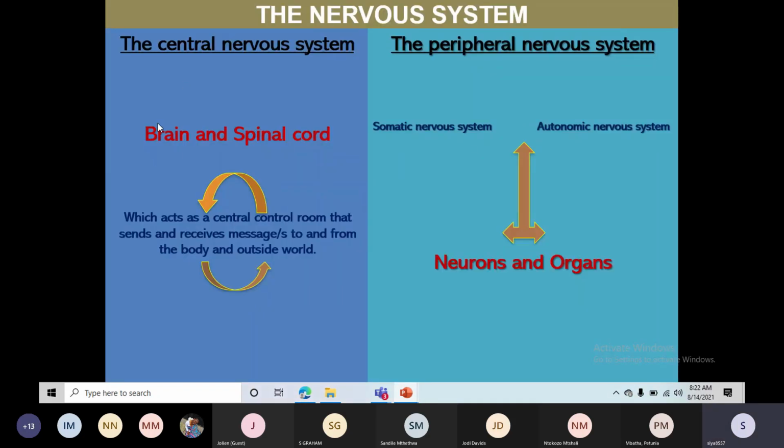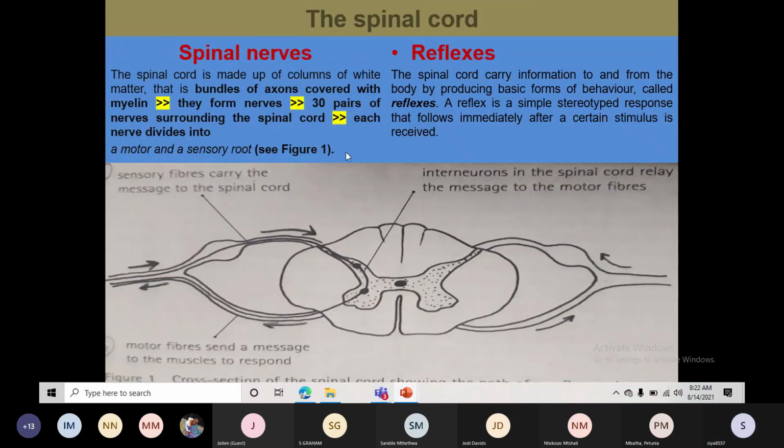Spinal cord. Brain and spinal cord. The spinal cord consists of the spinal nerves and reflexes. As I mentioned, the spinal cord is responsible for transporting information from the inside and outside straight to the brain. How does it do that? Because the spinal cord is just a bone, how does it transport information?